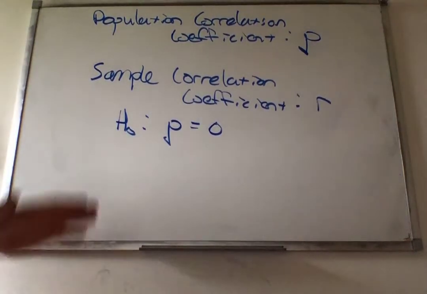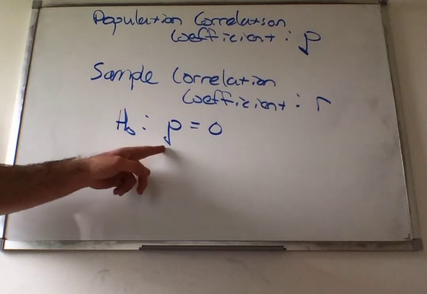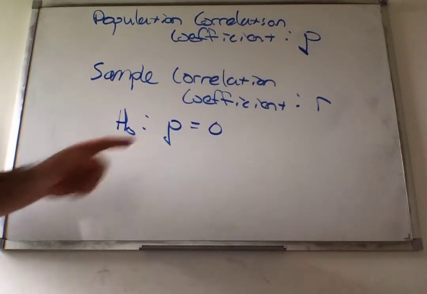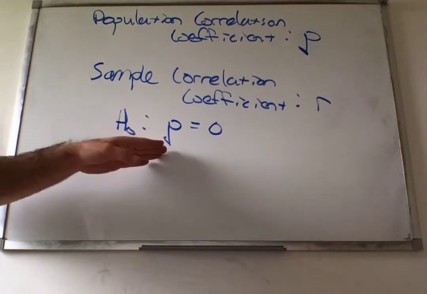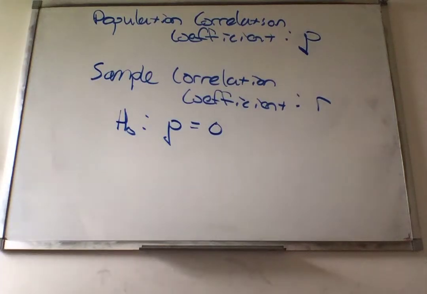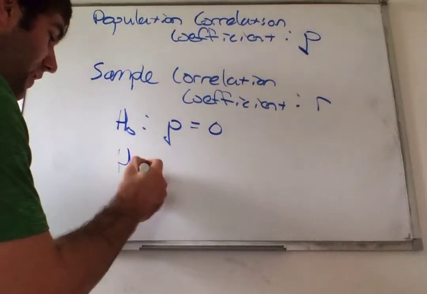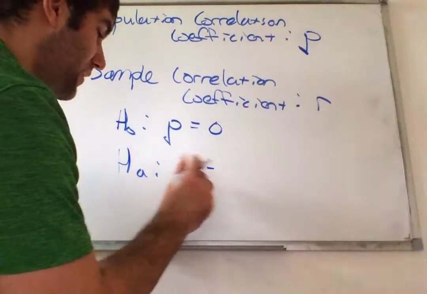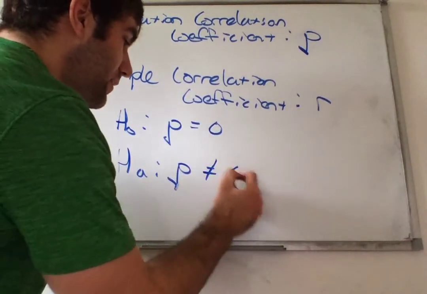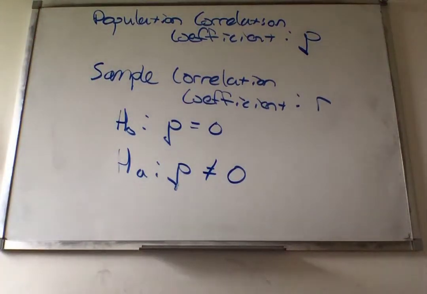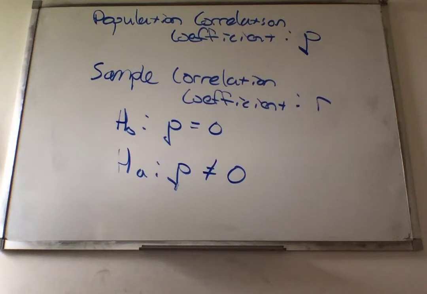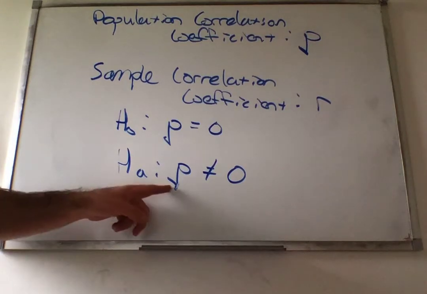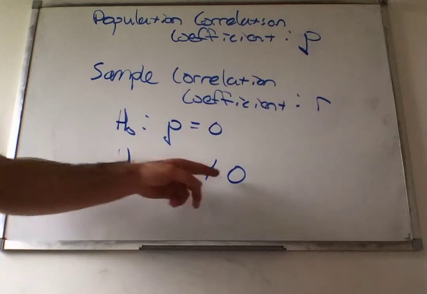But as I was saying, this is the population correlation coefficient, rho. And we were saying that we're assuming the null hypothesis is true. We're assuming that in the population, there's no correlation whatsoever. And then our alternative hypothesis is that rho is different from zero. Just meaning that if we reject the null hypothesis, we reject that the population has no correlation, meaning that there is some correlation. It's different from zero.